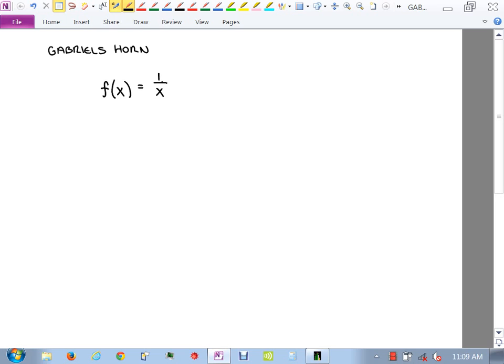Gabriel's horn. So take the function f of x equals 1 over x and look at it on the interval 1 to infinity. I'm going to graph it over here. 1 over x, at 1, it's at 1. And then as you go to the right, it tapers down towards the x-axis. There's an asymptote there. It gets closer and closer, never touches, right? That's 1 over x from 1 to infinity.